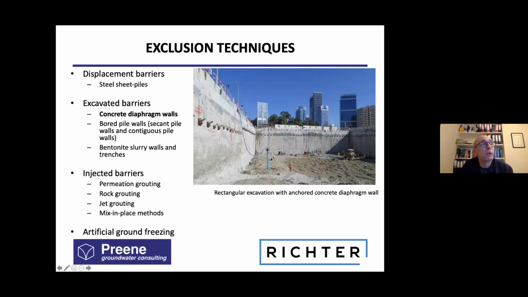In this case, the blue pipes are dewatering wells, dewatering inside the wall, and these are lines of ground anchors which have been used to support the excavation in the temporary case, because in the permanent case, the internal structure of the building will support the diaphragm wall.